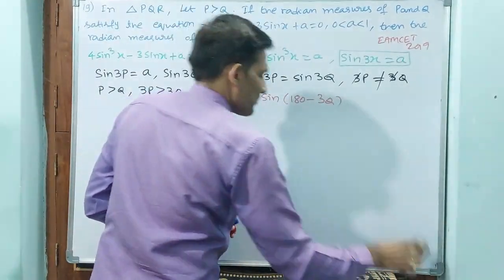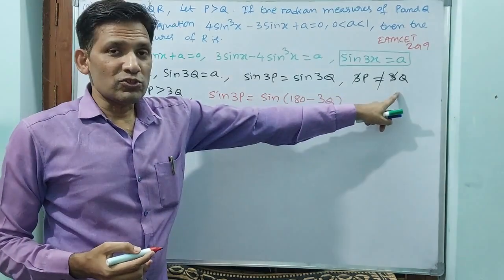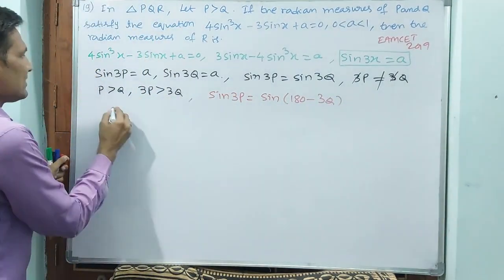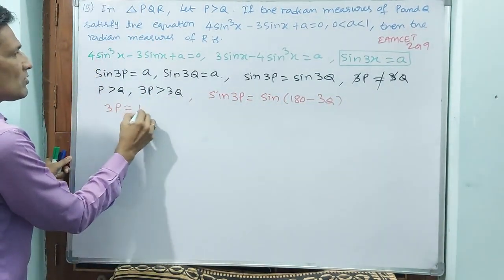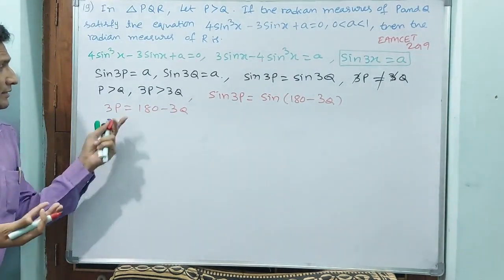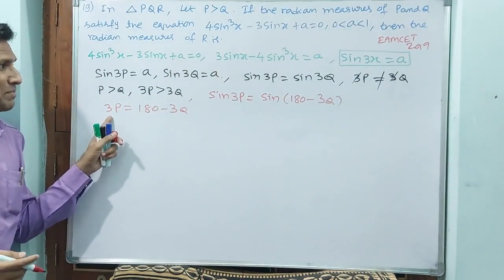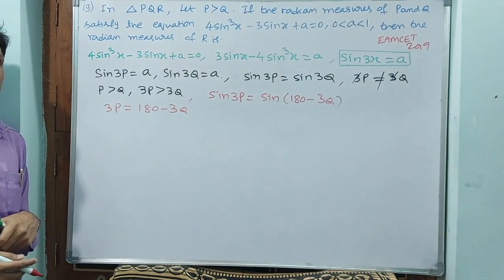Now, earlier I had written 3P is not equal to 3Q, but now you can write like this, you see: 3P is equal to 180 minus 3Q. Shall I write like this? Definitely I can write like this. Now you remove sin on both sides. If you remove sin, 3P is equal to 180 minus 3Q.